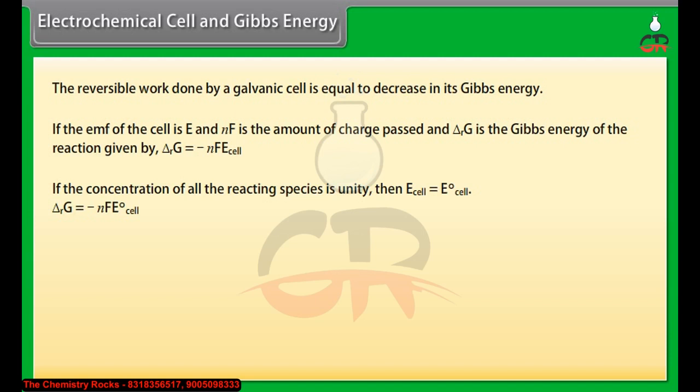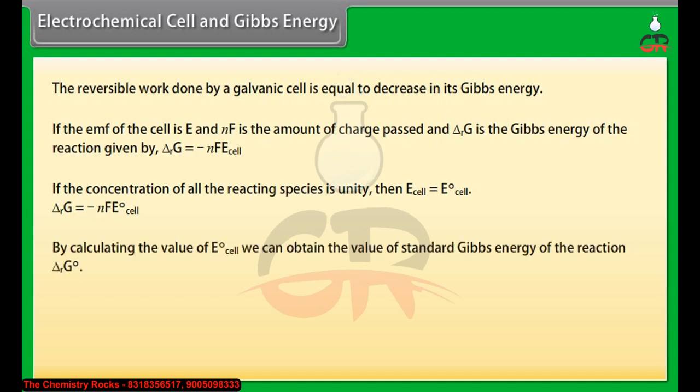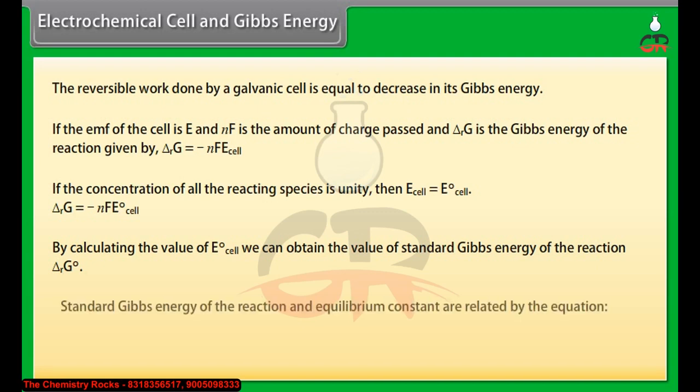By calculating the value of E°cell, we can obtain the value of the standard Gibbs energy of the reaction, ΔrG°. The standard Gibbs energy of the reaction and the equilibrium constant are related by the equation ΔrG° = −RT ln K.